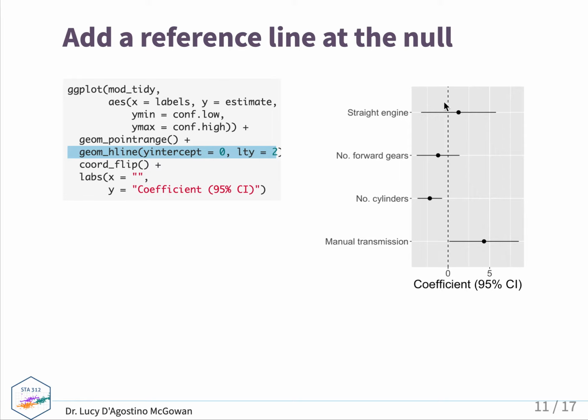So I'm adding a reference line at the null, and that helps my reader or my audience draw attention to where a non-significant effect would be. An effect that would be null would cross this line. So these confidence intervals that cross the line will have p-values greater than 0.05, and these ones that do not will not. And ones on this side of the line are going to have positive coefficients, and on this side of the line will have negative coefficients.